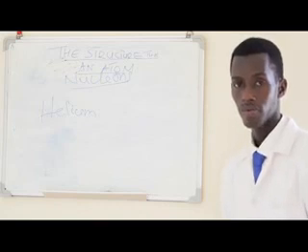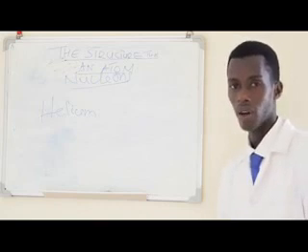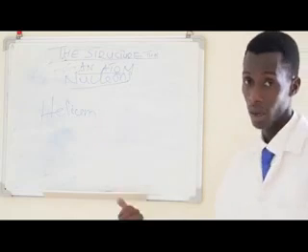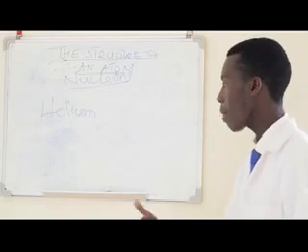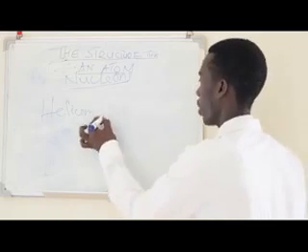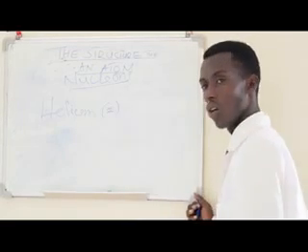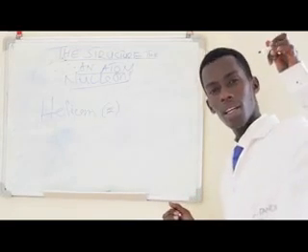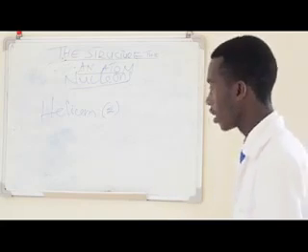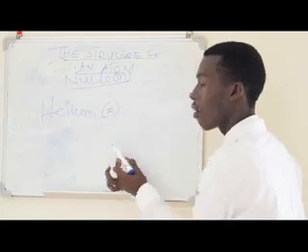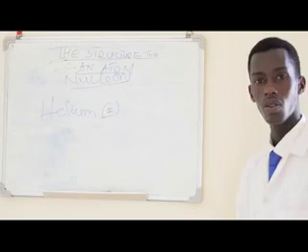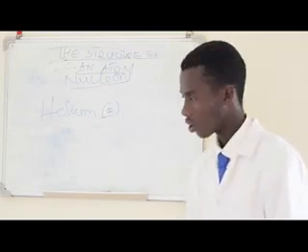We are going to take this example of helium. Helium is number 2 on the periodic table, so the atomic number of helium is 2. As you know, the atomic number is the number of protons in the nucleus of an atom. It means that helium is made up of 2 protons, and the protons are equal to the number of electrons.